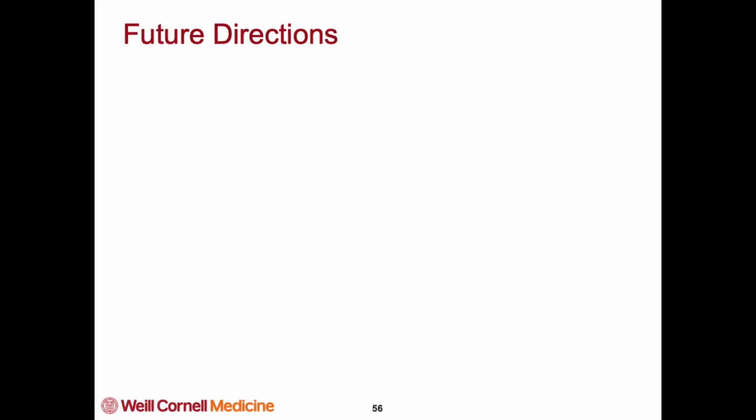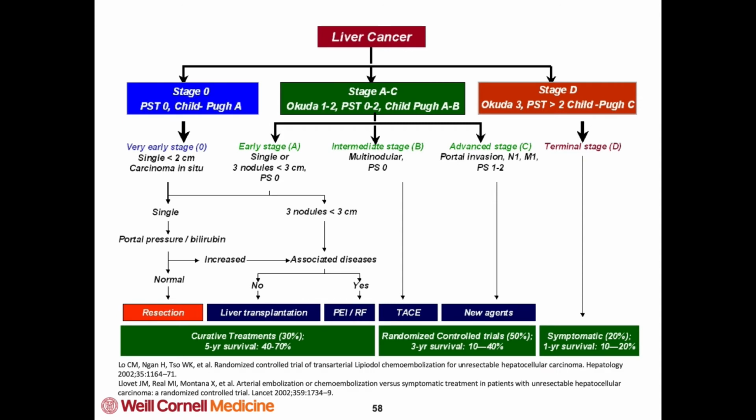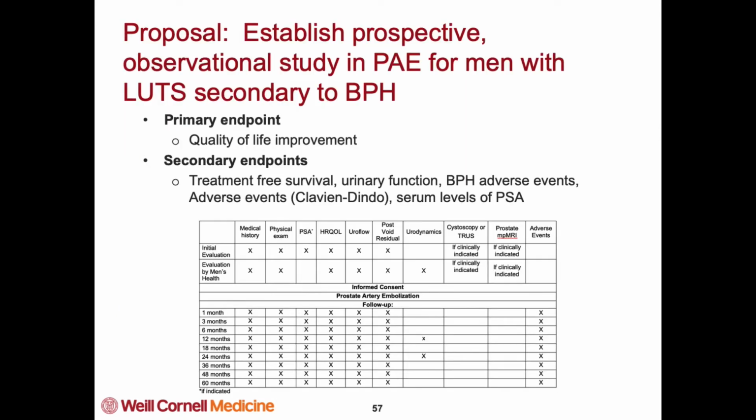So because of that, at Cornell, we have a prospective observational study looking at PAE for LUTS secondary to BPH. And I think that's just one step that we have to do to convince our urology colleagues that it's a good treatment option for some men. Is that sufficient? Probably. Randomized? No, you've got to do more. Randomized controlled trials, right? Yeah, you need randomized controlled trials.